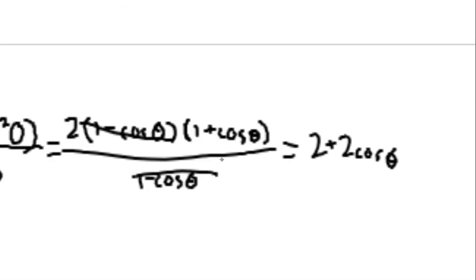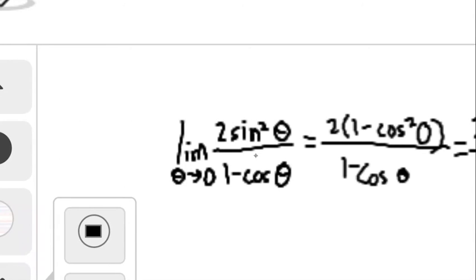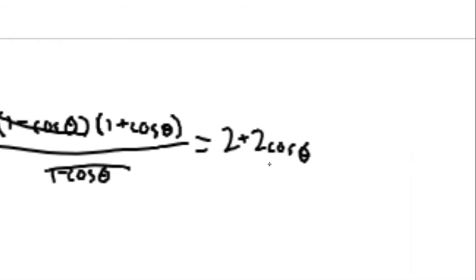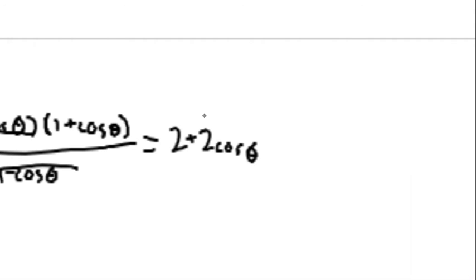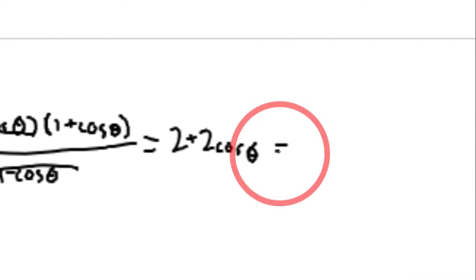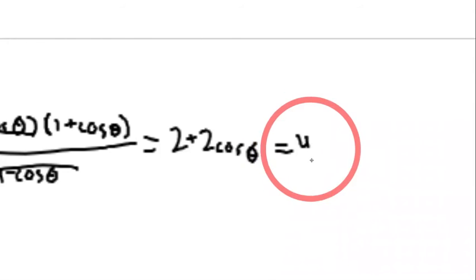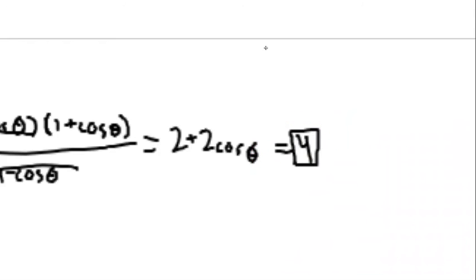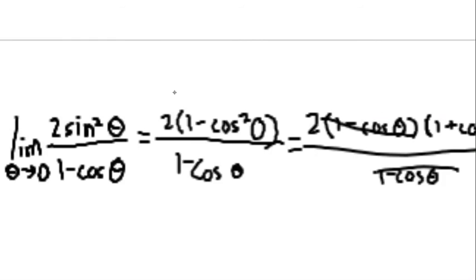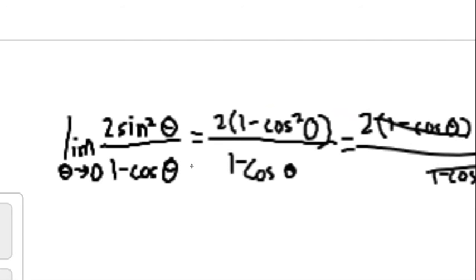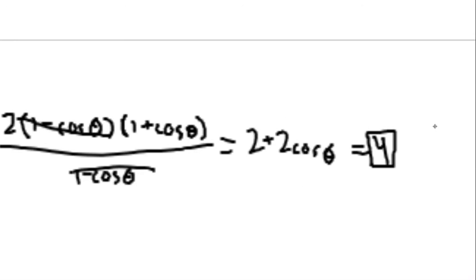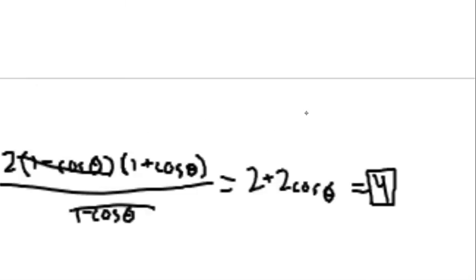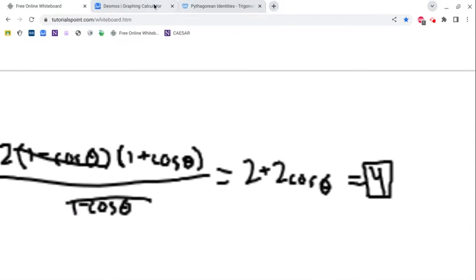Then you can plug in 0 for theta, and remember that the cosine of 0 is 1, which means that 2 plus 2 times 1 will give you 4. So our answer for this problem is 4. Let's go over to Desmos and see if that checks out. So I'm just going to write in this first function and estimate what the value looks like it is at 0.